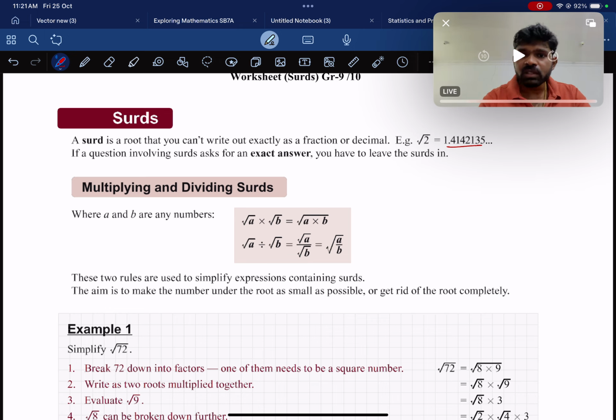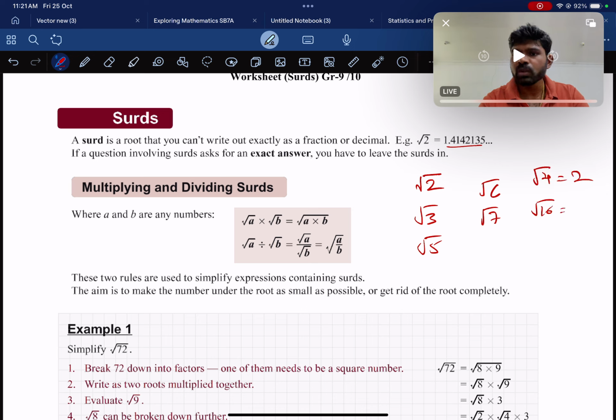So the surds will be like root of 2, root of 3, root of 5, root of 6, root of 7, and it goes on like that. The roots which give you a perfect value, for example root of 4 gives you 2, root of 9 gives you 3, and root of 16 gives you 4, are perfect square roots, right? So they are not surds. The surds are the values under the root which give us a decimal answer, but to avoid the decimal answers we write the value of the root, and that is called a surd.